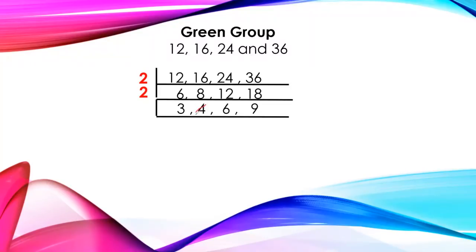So, if in this set of example 4 is not included, we could still divide these numbers. 3, 6, and 9 are divisible by 3. But because there is 4 here, we could not use 3. So these two numbers are the common prime divisors. We just need to multiply them to find the GCF. So 2 times 2, we have 4. So for this set of numbers, which is 12, 16, 24, and 36, the GCF is 4.